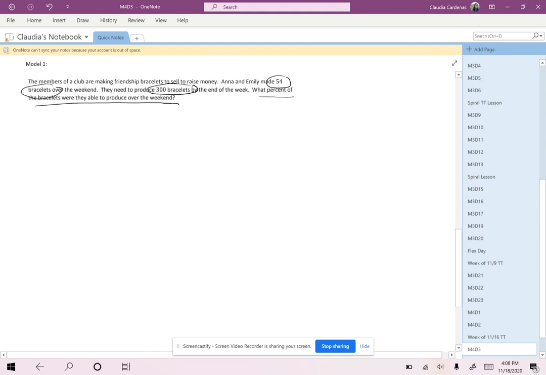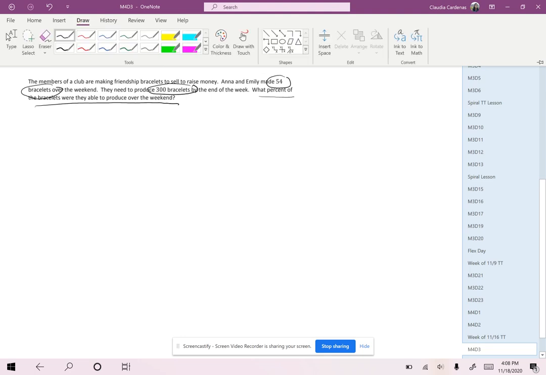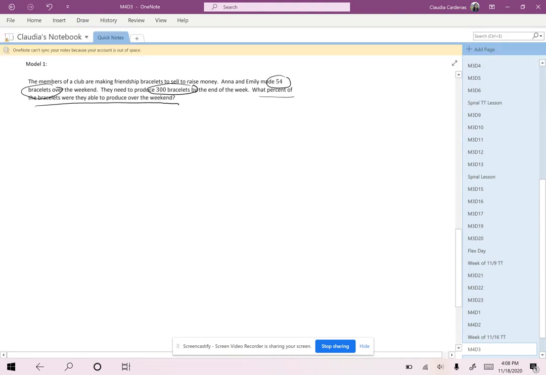So now that we have read the problem one time, let's go back and look at the parts that were given to us so we can begin substituting these values into our percent equation. Well, I see that Anna and Emily made 54 bracelets over the weekend. Now, this could be the total that we are given or a specific part of the total. So let's read more to find out.